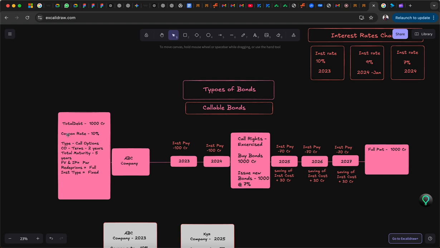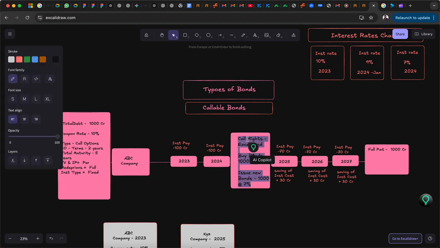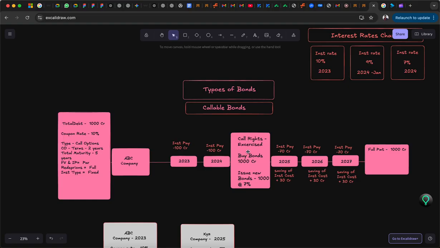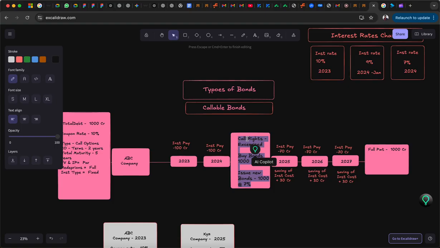Instead of the company, at this stage the investor gets the right to exercise, and that would be, for investors, put rights. Put means sell. So investors get sell rights to the company. Then investors may participate in other schemes as well.